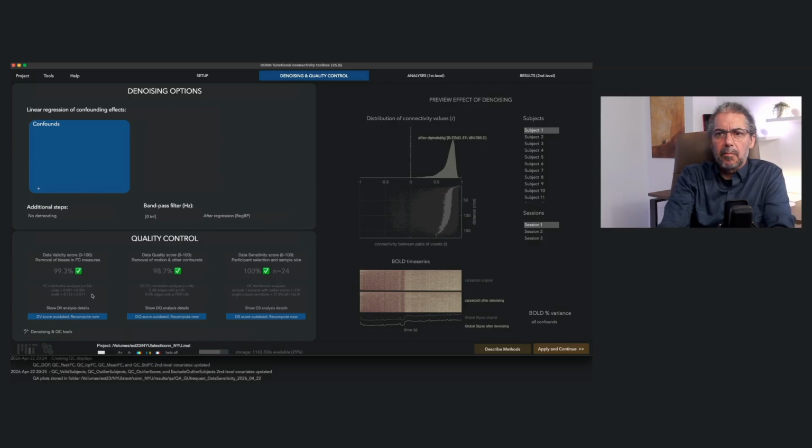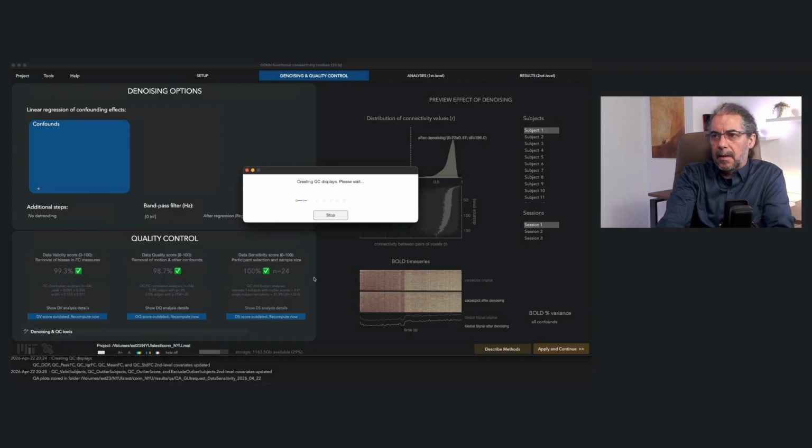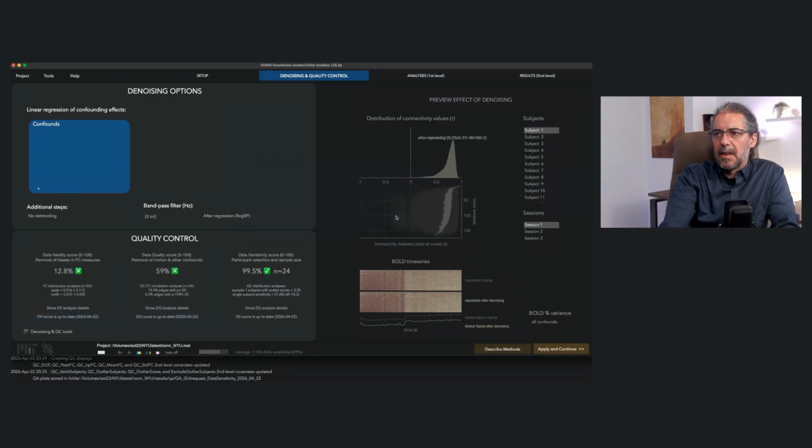To recompute them, you can go here to the Denoising and Quality Control Tools menu and select the option that reads Recompute all 3 scores: data validity, quality, and sensitivity. And that will recompute all 3 scores. It starts with the data sensitivity score, then it goes to the data quality score, and it will finish with the data validity score. Okay, this is finished now.